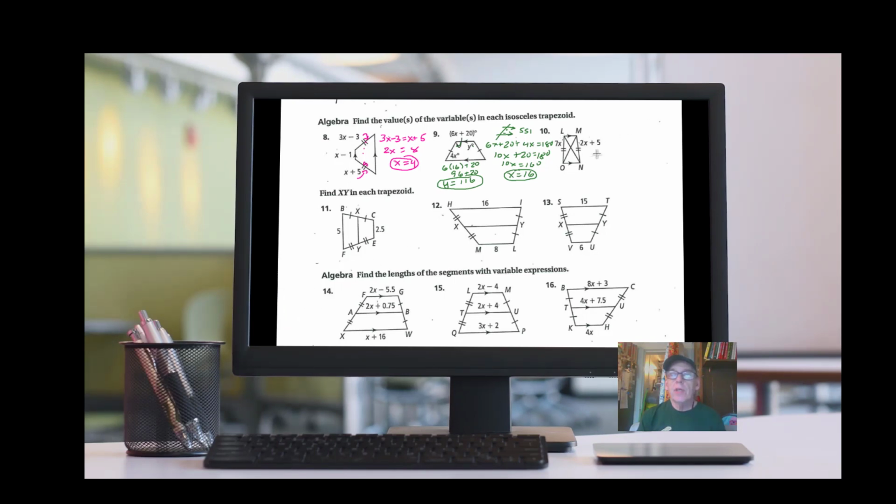Okay, for number 10, we've got 2 isosceles legs, 2 sides are congruent, so we set 7x equal to 2x plus 5. Take away 2x from both sides, 5x is 5. Divide by 5, x is equal to 1. That means this is going to be a 7, and that's going to be a 7.